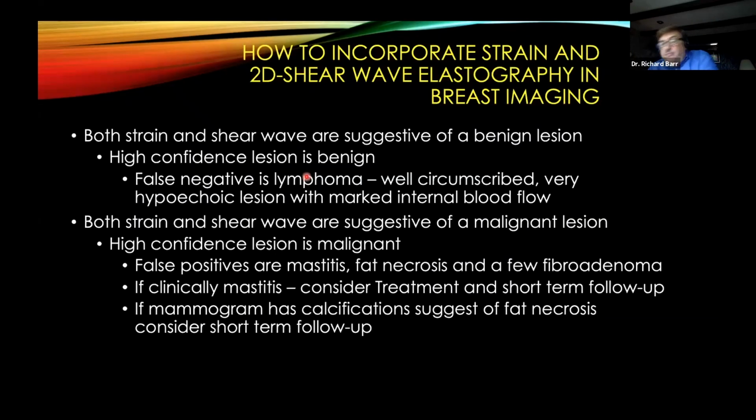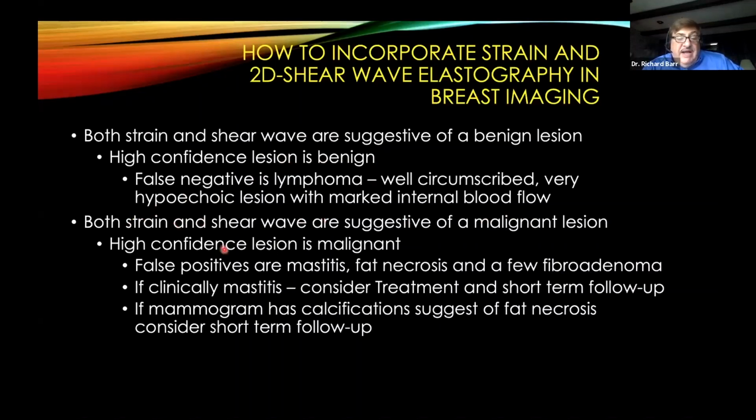So how do I incorporate strain and shear wave into my practice? So if both strain and shear wave are suggestive of a benign lesion, I have very high confidence the lesion is benign. The only false negatives that we are aware of is lymphoma. And if we do see a well-circumscribed, very hypoechoic lesion with marked internal blood flow, and particularly if the patient has a history of lymphoma, we would biopsy it, even though elastography is negative, but otherwise we would not biopsy this lesion.